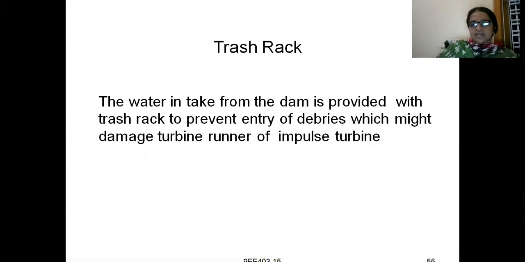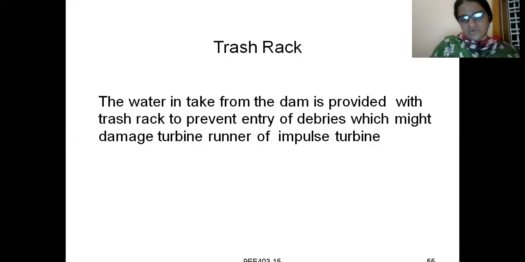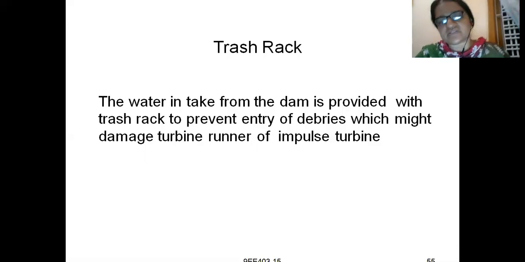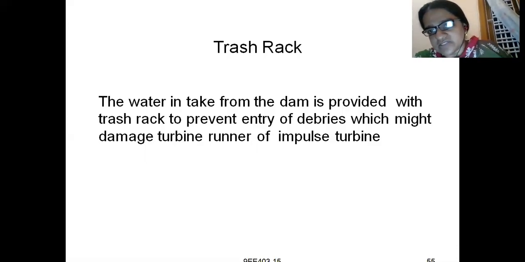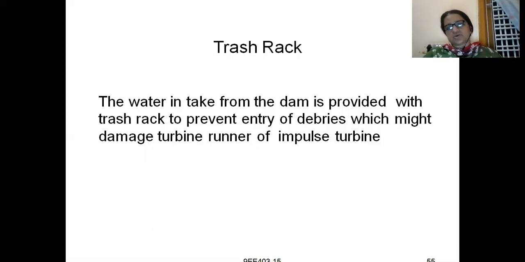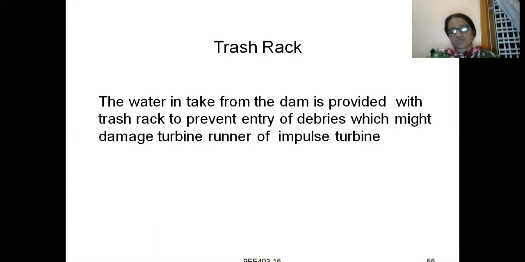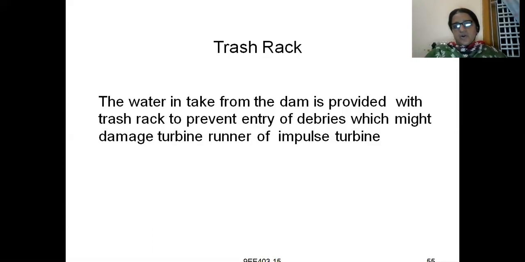So by this trash rack arrangement, the entry of debris, stone particles, mud particles, grass, whatever is there, will all be stopped, and water will not get blocked even in your penstocks, and water will be allowed to pass easily. This is the importance, or the necessity, of why trash racks are needed in your hydroelectric power plant. I will show you the diagram.